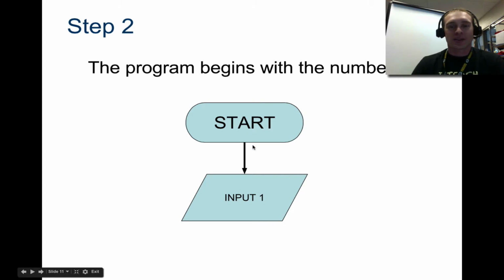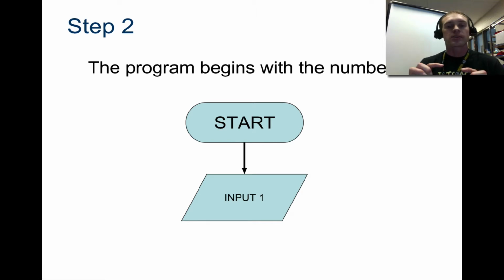So the program begins with the number 1. So if you're going to actually do a flowchart, you have a start block, and then you have input 1. If you wanted to count 1, 3, 5, 7, 9, then in this situation, the programmer is saying we want the user to type an input of 1. So that's why it's a parallelogram. If it's just the computer that's processing something and maybe the computer is displaying a 1, then it would be a rectangle and it would say computer shows a 1 or something like that.